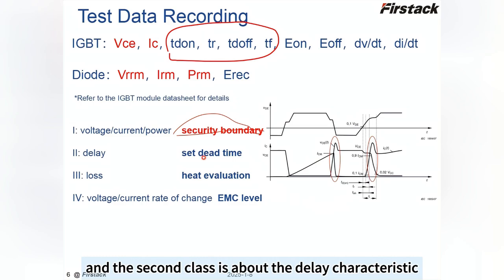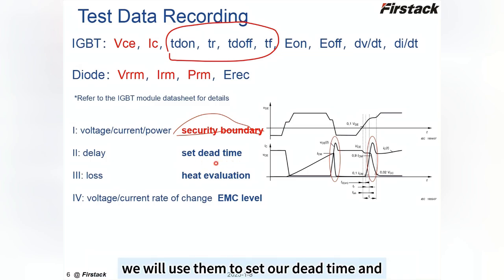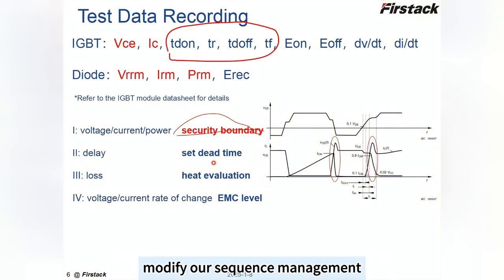And the second class is about the delay characteristic. Actually, we talk about the time characteristic here. We will use them to set our dead time and modify our sequence management, which is very important for a 3-level system. In a future lesson, I will also introduce how to process the double pulse test in a 3-level system. Now our example is about a 2-level system.